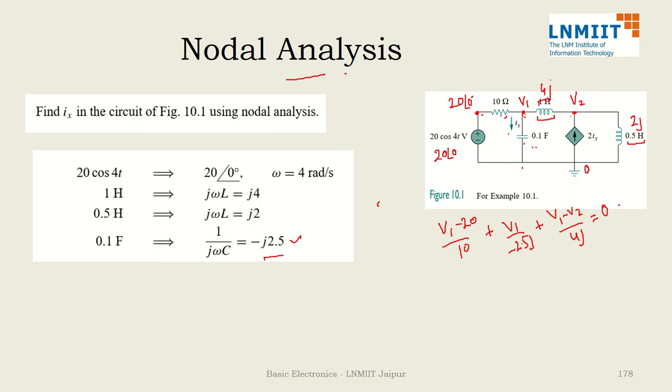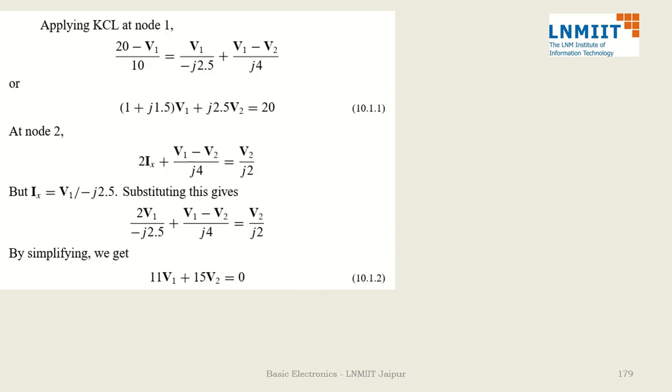Expand this equation, get it into one single form. Second, at V2, V2 minus V1 by 4J plus this current is minus 2Ix. So I will write minus 2Ix plus V2 by 2J equal to 0. What is Ix? Ix is basically nothing, V1 by minus 2.5J. So here I will write V1 by minus 2.5J. Equation number 1, equation number 2, I am going to get two equations.